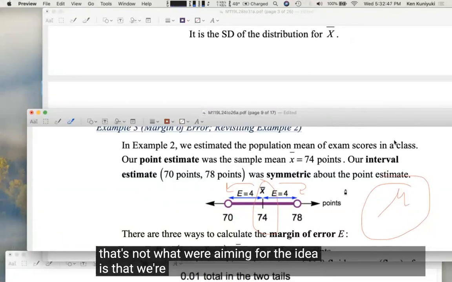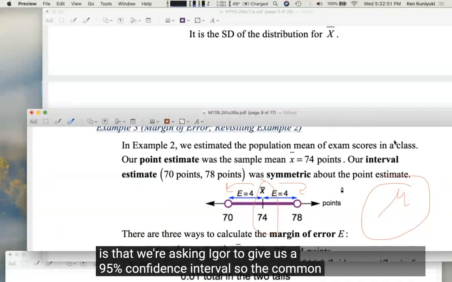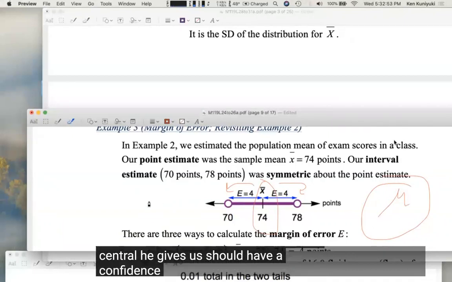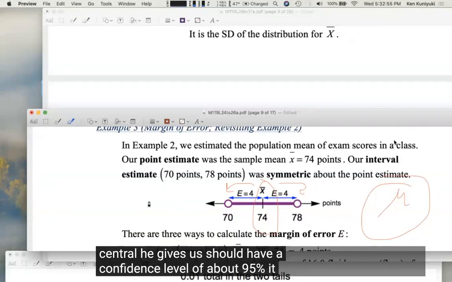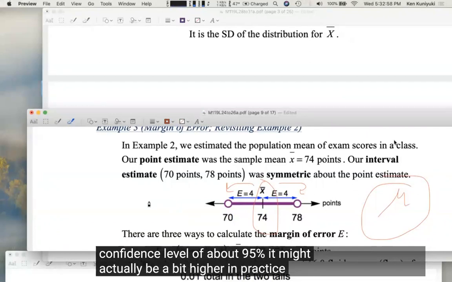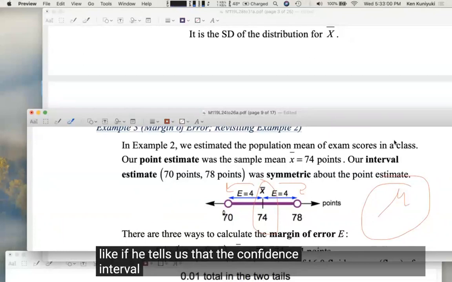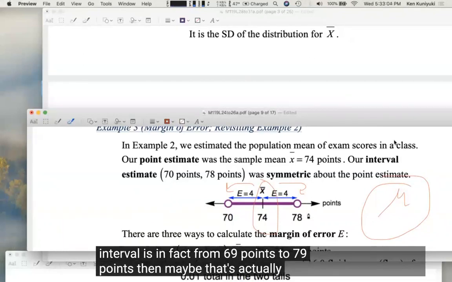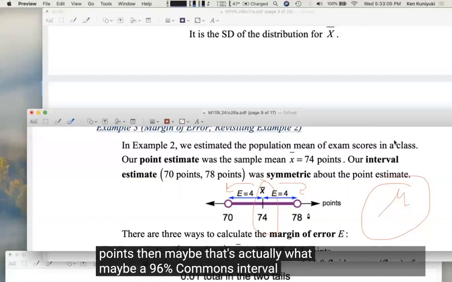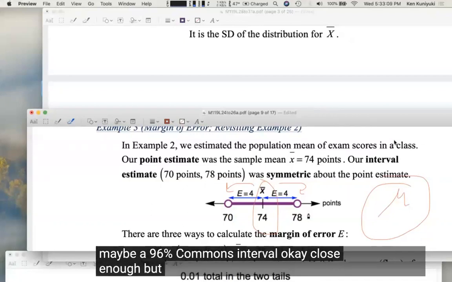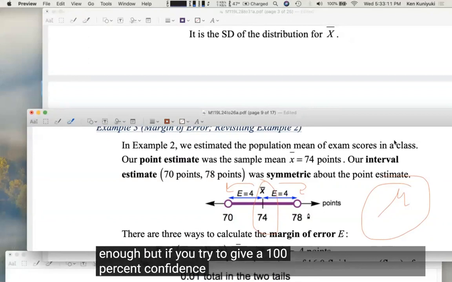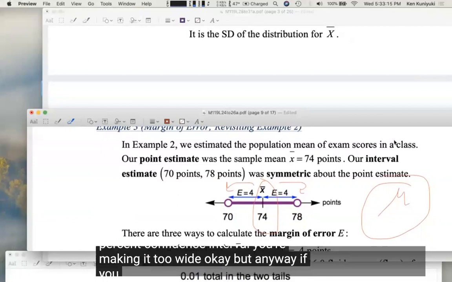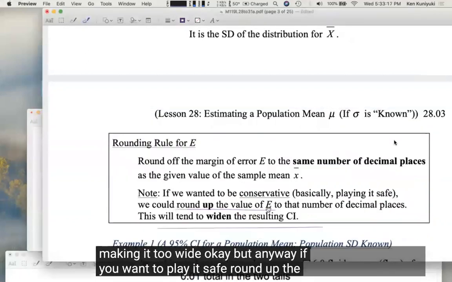The idea is that we're asking Igor to give us a 95% confidence interval, so the confidence interval he gives us should have a confidence level of about 95%. It might actually be a bit higher in practice. Like if he tells us that the confidence interval is from 69 points to 79 points, then maybe that's actually a 96% confidence interval. Okay, close enough. But if you try to give a 100% confidence interval, you're making it too wide. Anyway, if you want to play it safe, round up the margin of error.